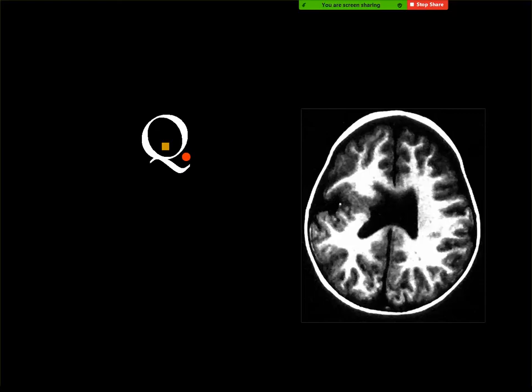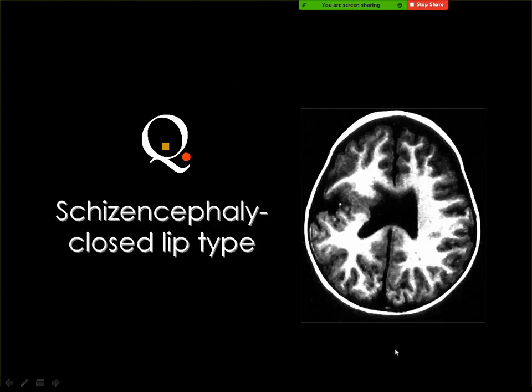Open lip schizencephaly. Closed lip. Yes, there is no communication between the cleft and the ventricle, and the cleft is lined by cortex, and this is closed lip schizencephaly.